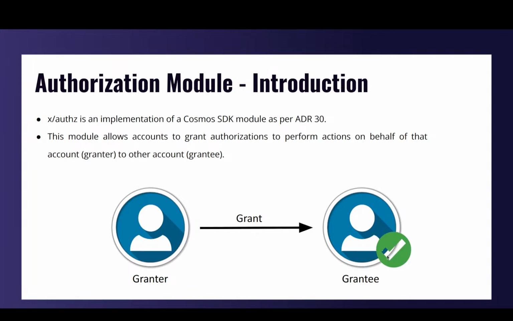Consider one as the grantor and the other one as the grantee. Now the grantor can grant an authorization. Let's say he wants the grantee to perform a vote transaction on behalf of the grantor. So the grantor can grant the Authz permission to this grantee. Here the grantor is the account which gives the authorization, and the grantee is the account which takes that authorization and can use it.